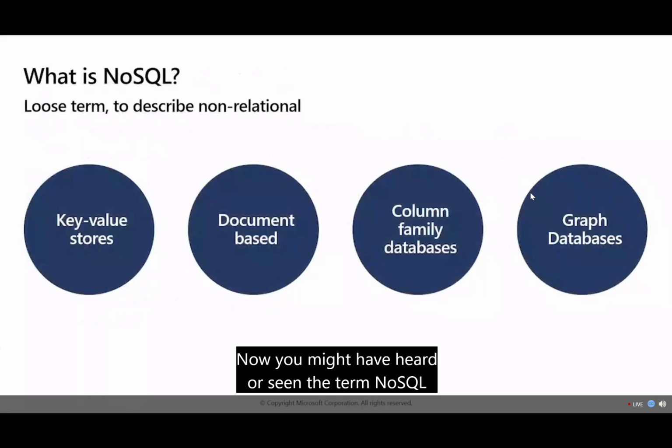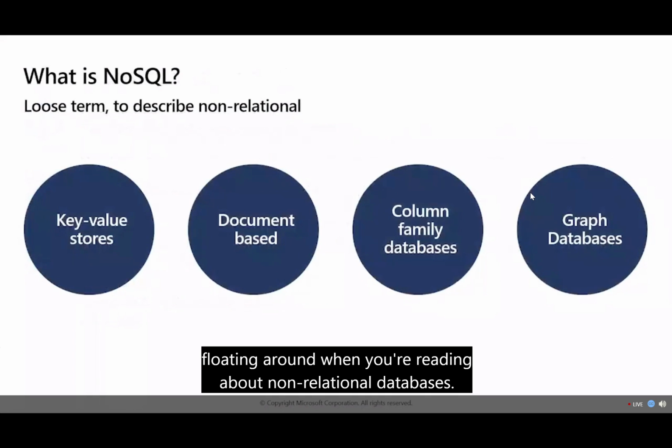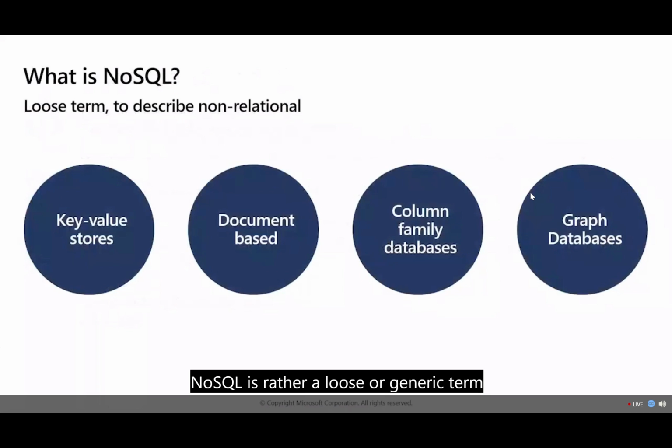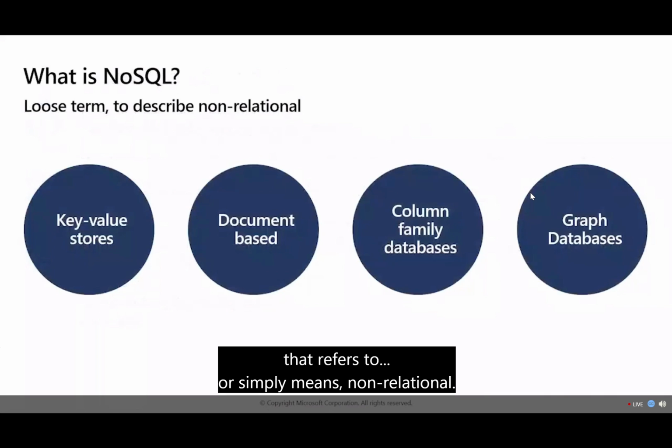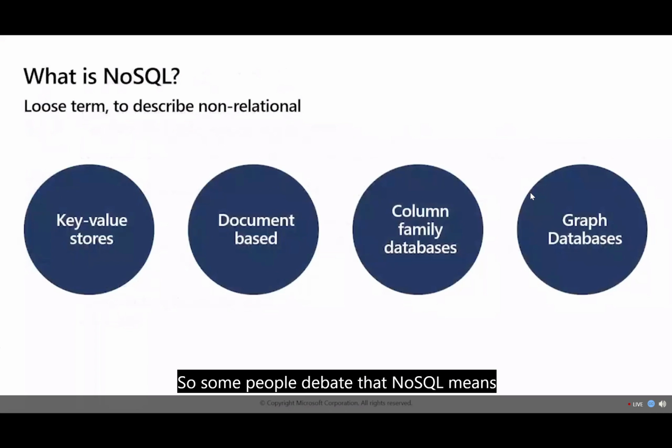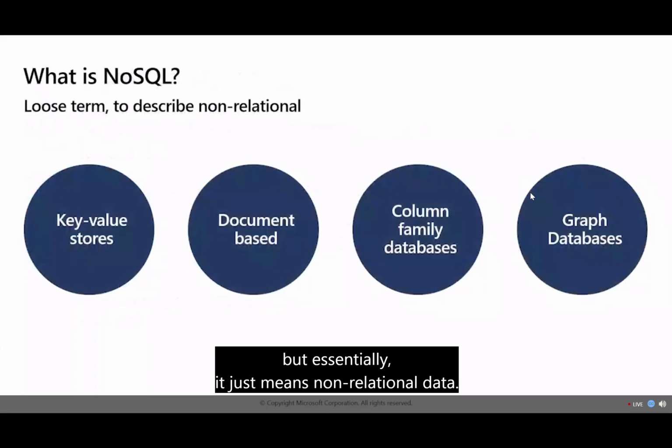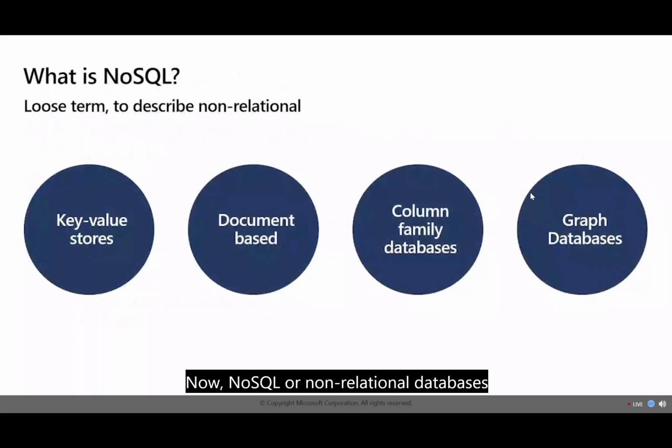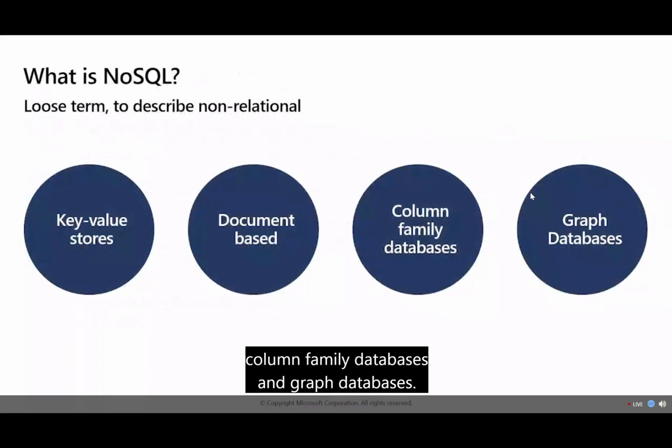Now, you might have heard or seen the term NoSQL floating around when you're reading about non-relational databases. NoSQL is rather a loose or generic term that simply means non-relational. Some people debate whether NoSQL means not SQL or not only SQL, but essentially it just means non-relational data. NoSQL or non-relational databases generally fall into 4 categories: key value stores, document databases, column family databases, and graph databases.